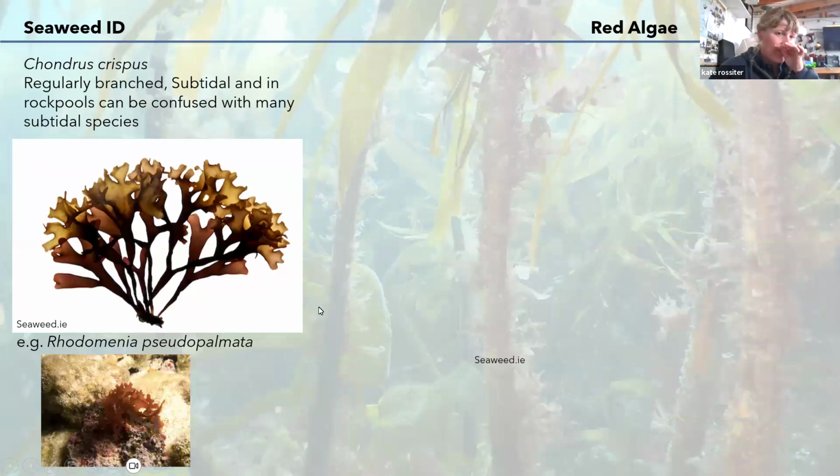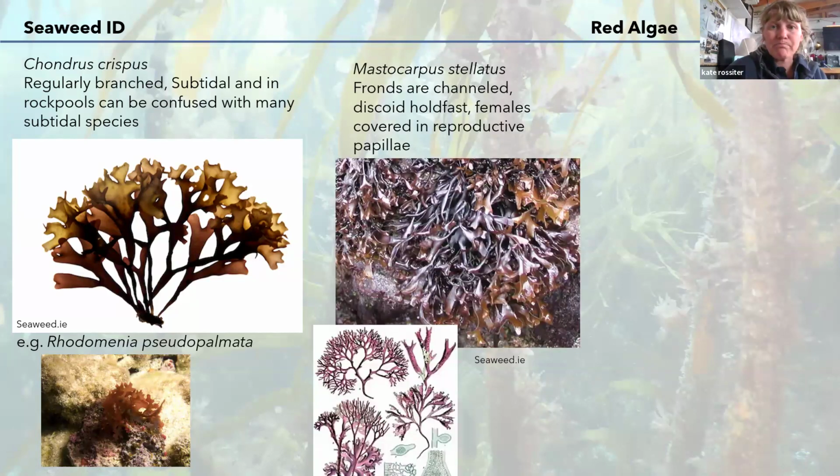Okay, you guys might be very familiar with Chondrus crispus. This guy is found in the subtidal and in rock pools, but it can be confused with many subtidal species. So you have to be pretty clear. Here's an example of another subtidal species, Rhodomenia pseudopalmata. You can just get confused by the nature of the branching and the flat branch structure at the distal end of these fronds. Yeah, the best way to ID it is going to be to bring it out of the water, I believe, and then just double check before you submit your records to Seaweed Search.